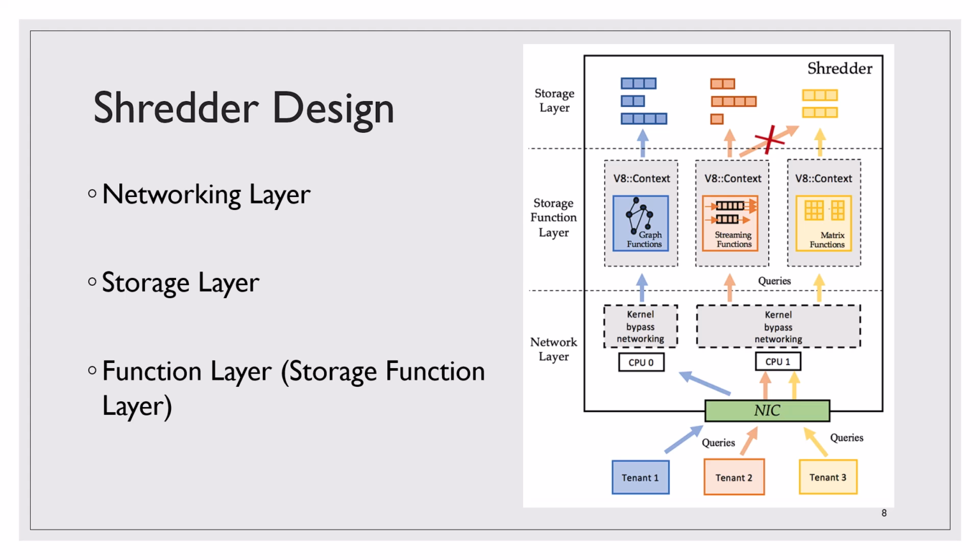Here tenants have their own storage functions that they can call. In this specific graph, streaming, and matrix functions. The functions then can use a storage layer, which is data the tenant has stored. If the request is a simple get or put operation, then it can just call to the storage layer without going through the function layer. Each colored arrow correlates to a different tenant, so the crossed out orange arrow shows the tenant can't use their function on another tenant's data in the storage layer.